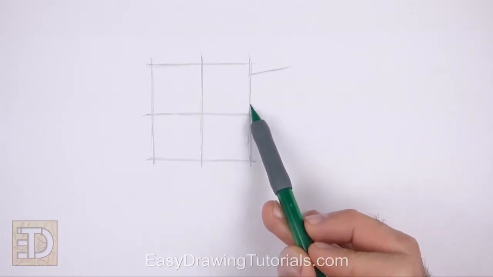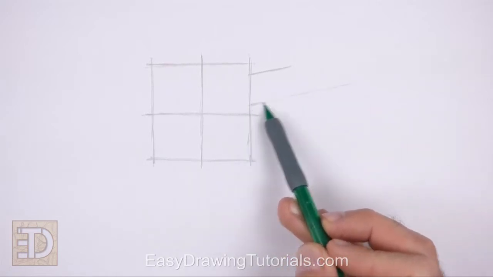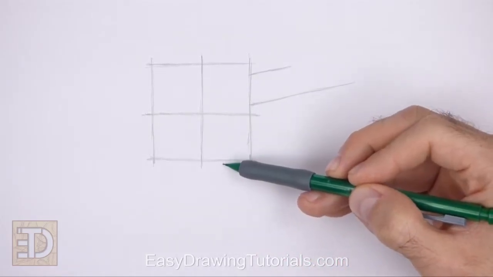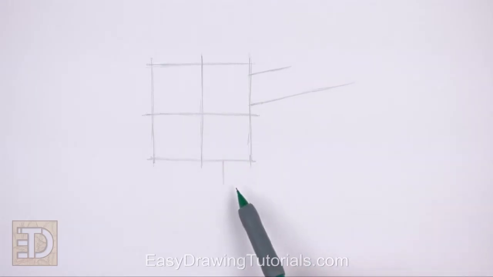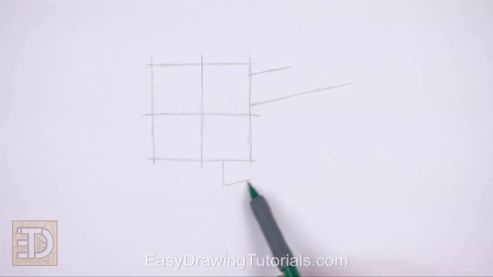Farther down, draw a longer sloping line for more of the body. This line should be about twice the length of the line at the top. Under the head, draw a short vertical line. Then angle the line to the right to create the bottom edge of the body.